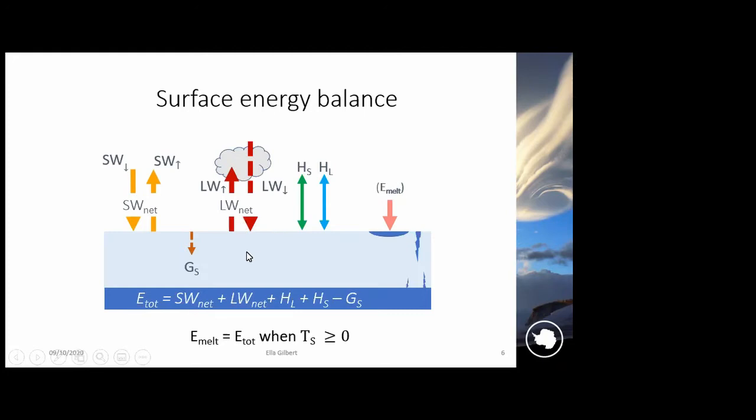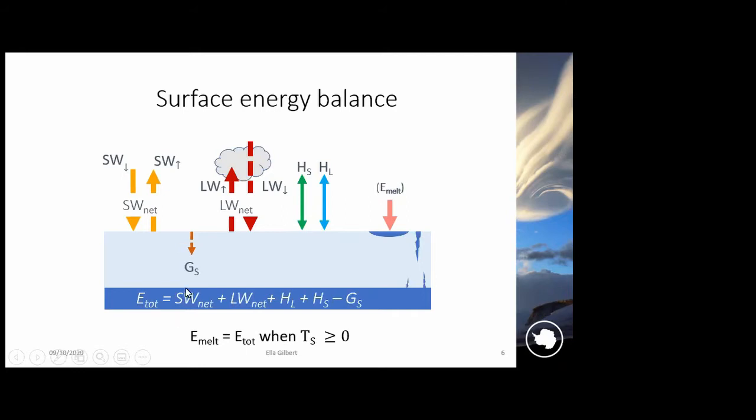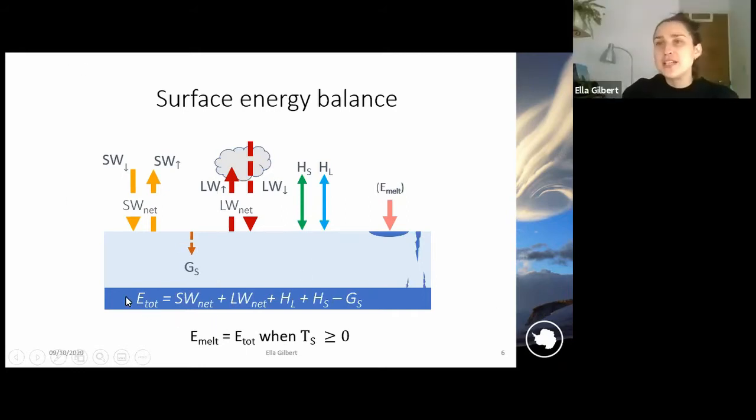But then we've also got long wave radiation emitted by the Earth, absorbed and re-emitted back down to the surface by the atmosphere and clouds. We've got turbulent fluxes of sensible and latent heat. Then we've got a very small term called the ground heat flux, which is the conduction of heat into the ice shelf.